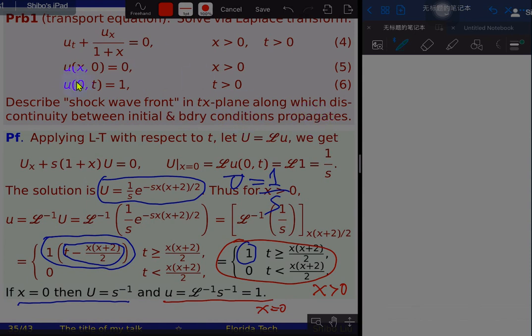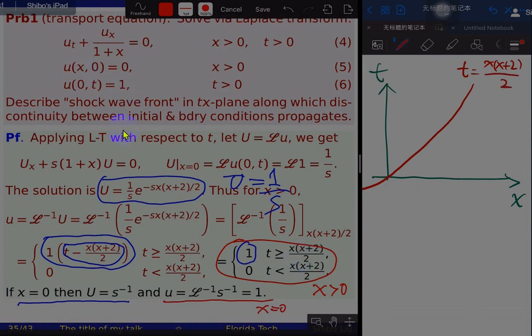propagates. Now, to do this, we need to establish the coordinate system. Here is x, here is t. Then this curve, t equal to x times (x plus 2) divided by 2, is crucial for this. So this is a parabola passing through the origin. This is the curve t equal to x times (x plus 2) divided by 2.